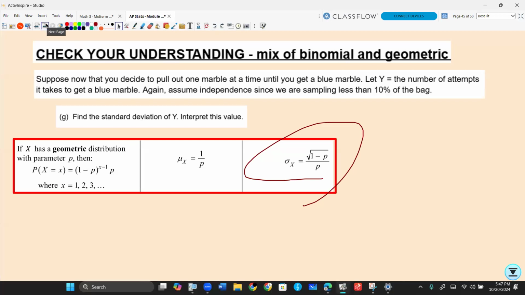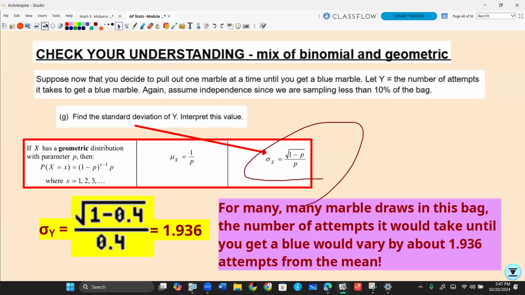Over many, many trials, the number of times it takes to get a blue varies from the mean by 1.93. So the write-up would be for many, many marble draws in this bag, the number of attempts it would take until you get a blue would vary by about 1.936 attempts from the mean, which was 2.5.